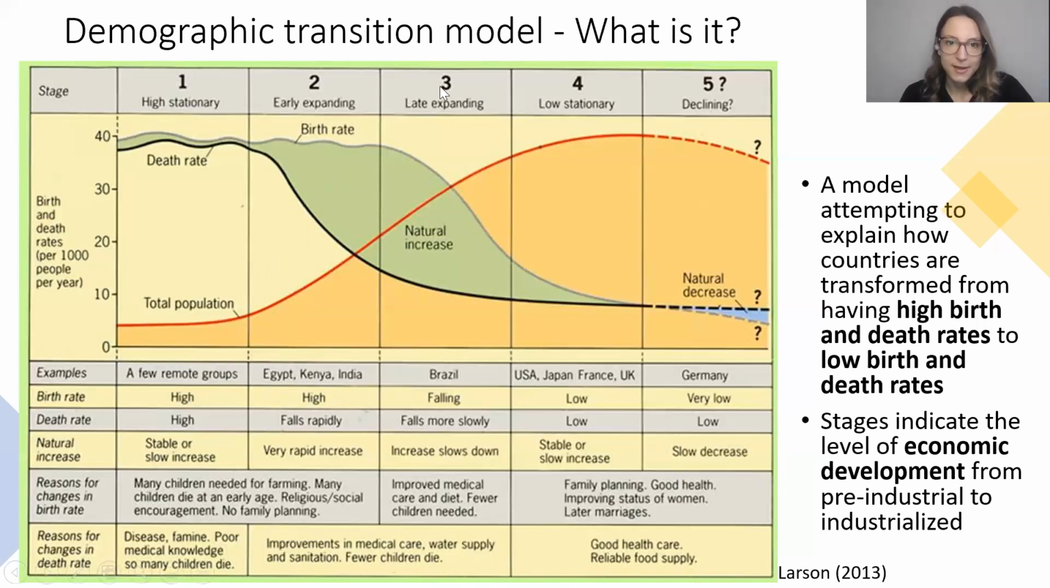Now, the third stage is something that we call the late expanding stage. So this is characterized by the birth rate starting to decline, right? That's different from the previous two stages. And that's a dramatic decrease. But what's less dramatic is the continuing decrease in mortality that stagnates. So because of this, the population is still increasing, but the population growth rate isn't as steep as the one prior.